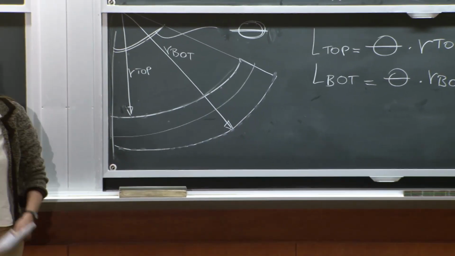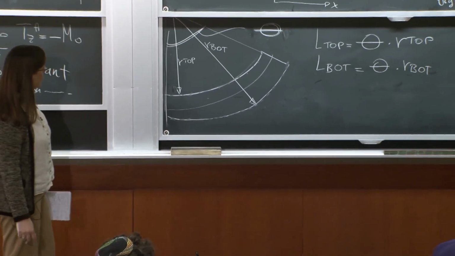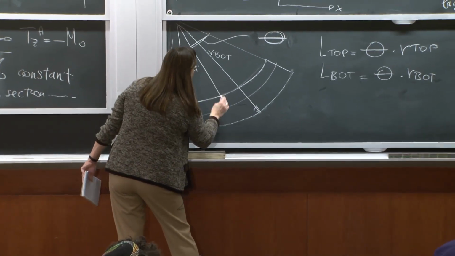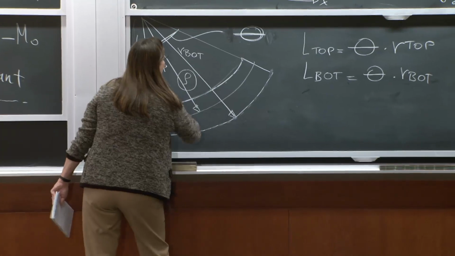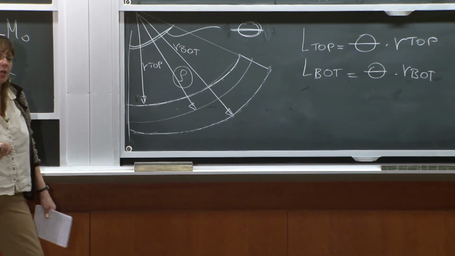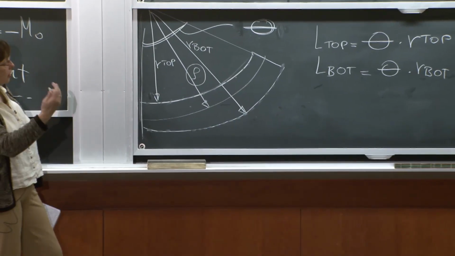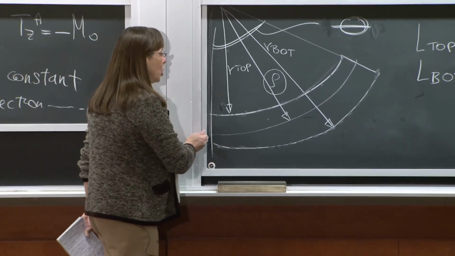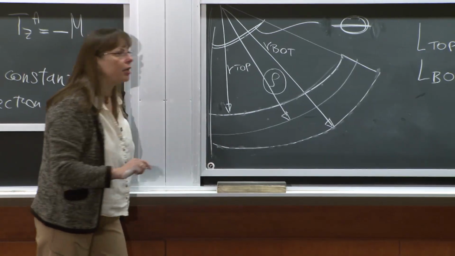Yes? Which one is rho? Rho is right at the middle. Rho is in the middle, and we're going to get to that right away. Rho is the radius in the middle. On average, they have a radius rho. But on top, I have our top, and at the bottom, I have our bottom.